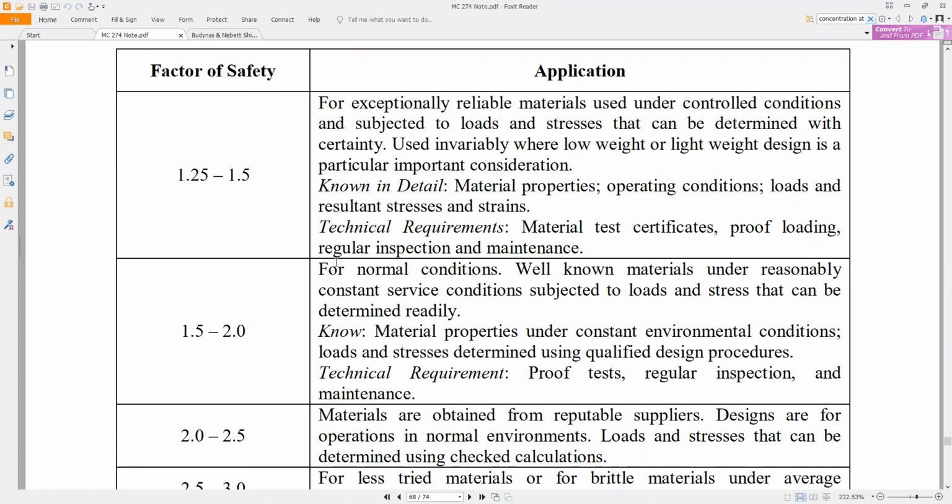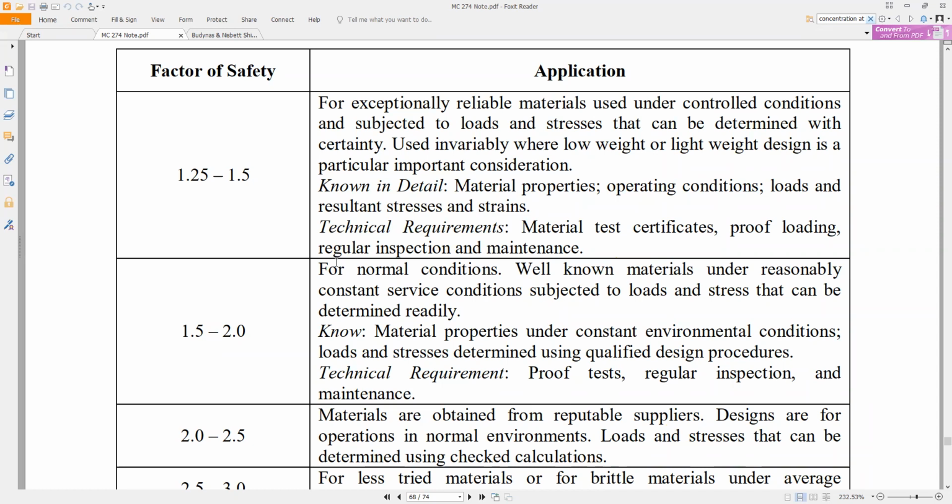So we don't want the factor of safety to be too high, okay? If it is too high, it means that we have over-designed the member. If you are over-designing, it means that you're going to use so much material for it, which may increase the cost of it. Or maybe the weight of it may also be very high. In certain situations, we don't want very high weight, like in the aerospace industry.